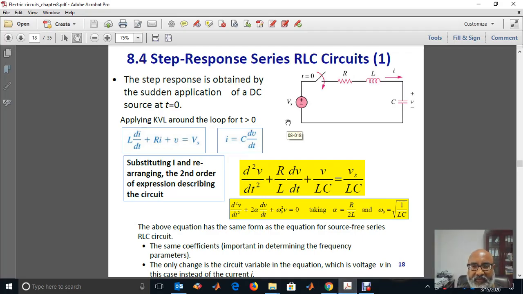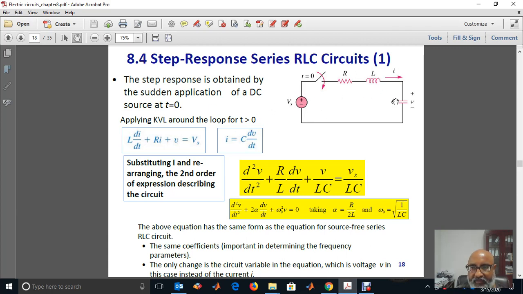Good afternoon, students. In the previous lecture, we studied source-free RLC circuit. In this lecture, we study step response of series RLC circuit and parallel RLC circuit. That means the response of the circuit when we apply a voltage source, for example, a DC voltage source at t equals to 0.